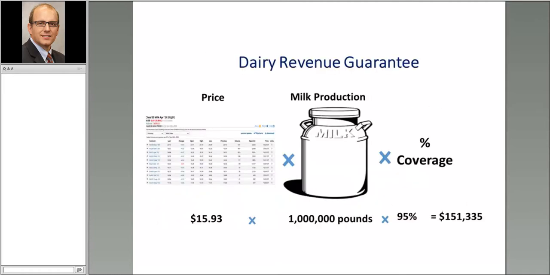Now, just a quick example of how it operates. I'm looking at Class 3 milk, the April 21 contract. I'm looking at a 15.93. I'm going to insure 1 million pounds at the 95% coverage level. So I'm coming out with just over $151,000 as my starting point. As Hernan talked about, this Dairy Revenue Protection utilizes the CME futures contracts, those future prices, to determine what they call the expected prices. So they're relying on those future prices to dictate the future expectations associated with that level of revenue.